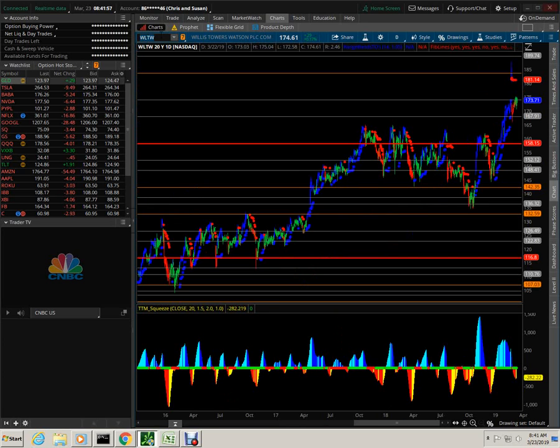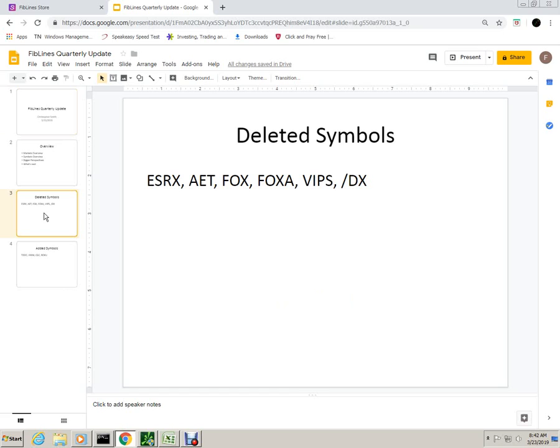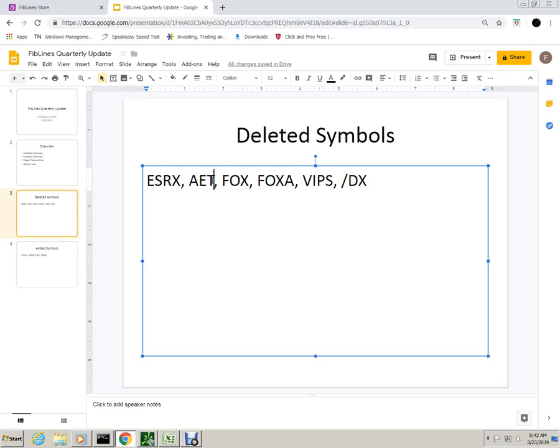Okay, in terms of other updates, a bunch of deleted symbols, mostly due to mergers and acquisitions. Fox and FOXA have sold their, I think it's the movie studios, to Disney, and they renamed some new symbols, TFCF and TFCA, but they have no history, so I dropped those. VIP Shops was kind of a dog, so I dropped that, and the dollar index doesn't appear anymore in Thinkorswim. And Express Scripts and Aetna both were lost due to mergers.